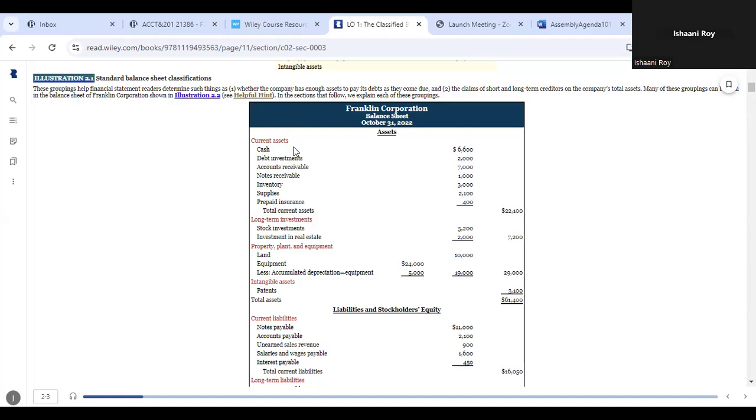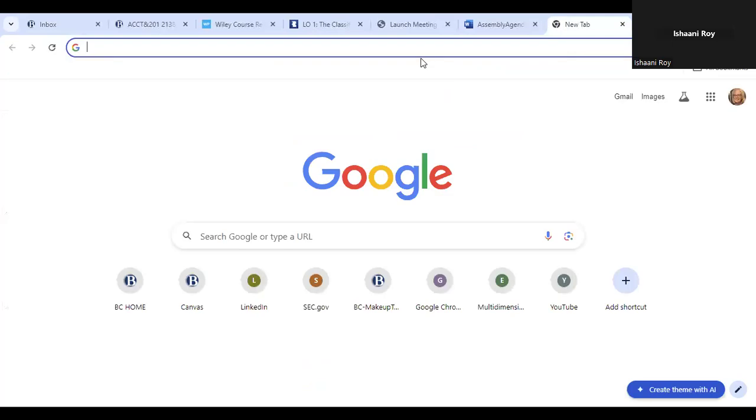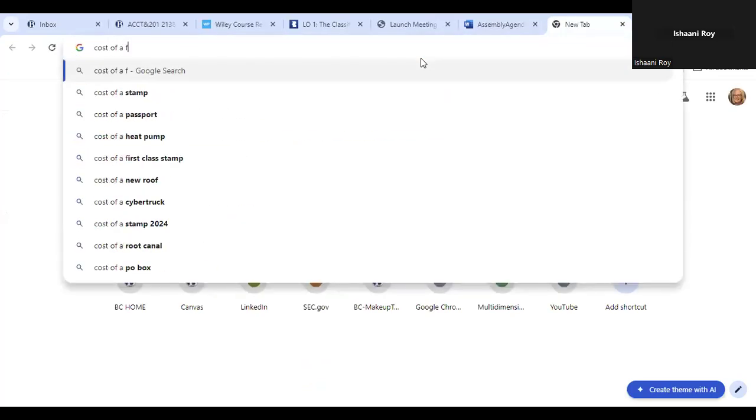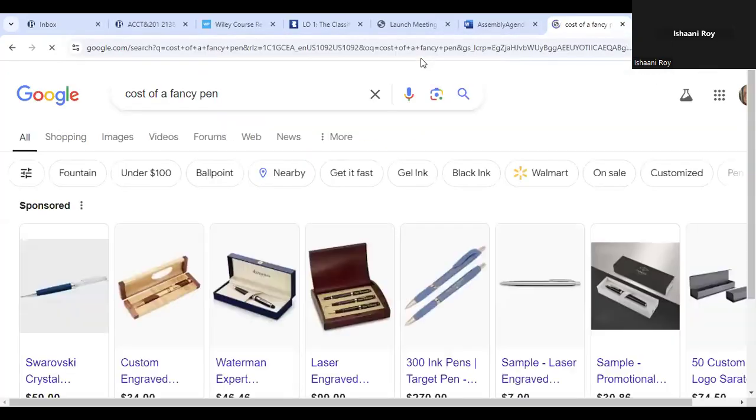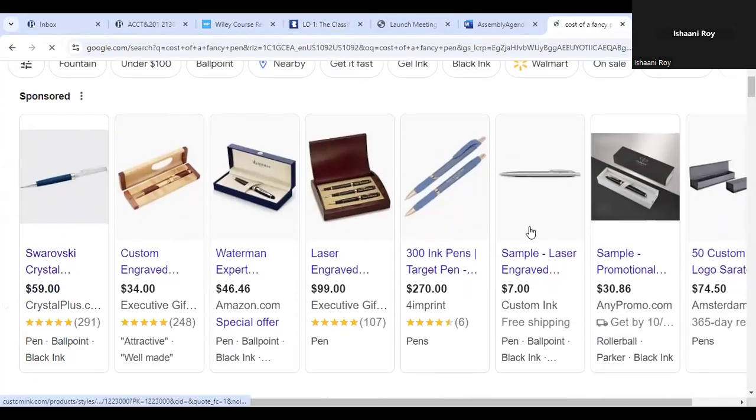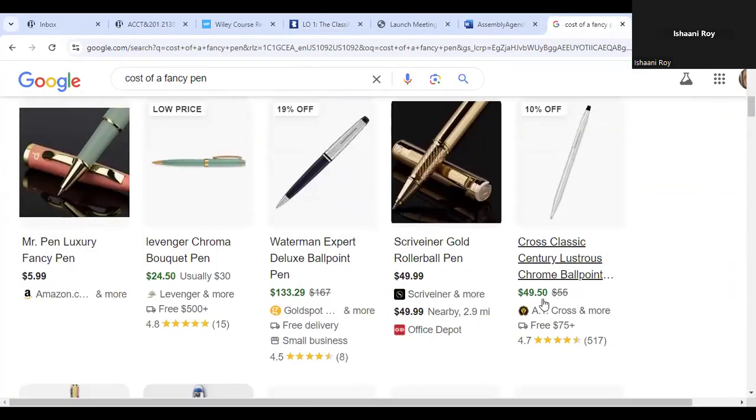You can spend a lot of money buying fancy pens. Cost of a fancy pen, let's see. I'm just guessing, they're not as expensive as they used to be. Here's one for $75. Here's one for $133. That's expensive. To me, that's a lot to pay for a pen, especially since I lose pens all the time.